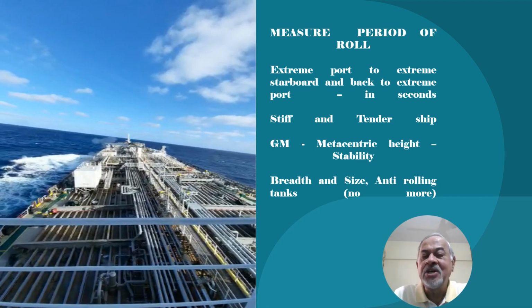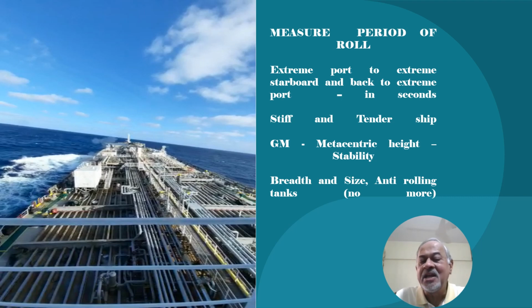So how to measure the period of roll? Extreme port to extreme starboard and back to extreme port. Now here we have calculated from extreme starboard to extreme port and again back to extreme starboard. So this we have calculated as 10 seconds, and if this period of roll is more, then we call the ship tender, and if it is less, then we call the ship stiff.